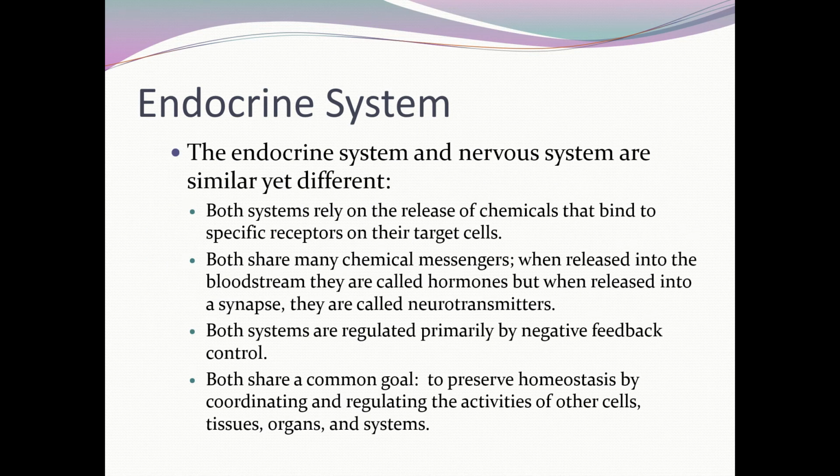The endocrine system and nervous system are similar yet different. Both systems rely on the release of chemicals that bind to specific receptors on their target cells. Both share many chemical messengers. When released into the bloodstream, they are called hormones, but when released into a synapse, they're called neurotransmitters. Both systems are regulated primarily by negative feedback control, and both share a common goal: to preserve homeostasis by coordinating and regulating the activities of other cells, tissues, organs, and systems.